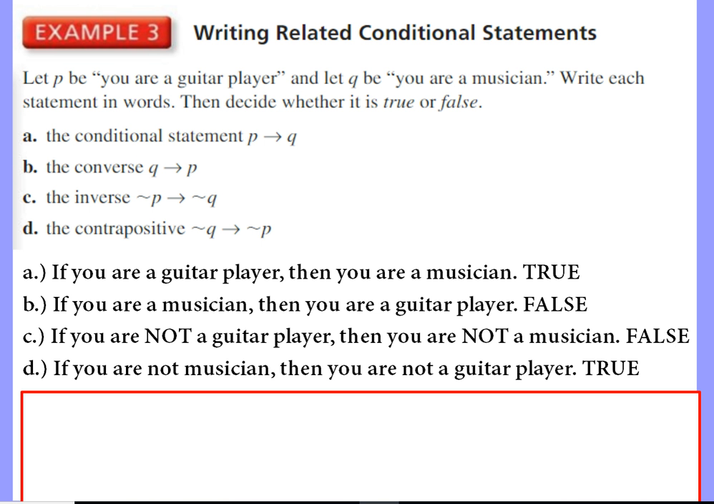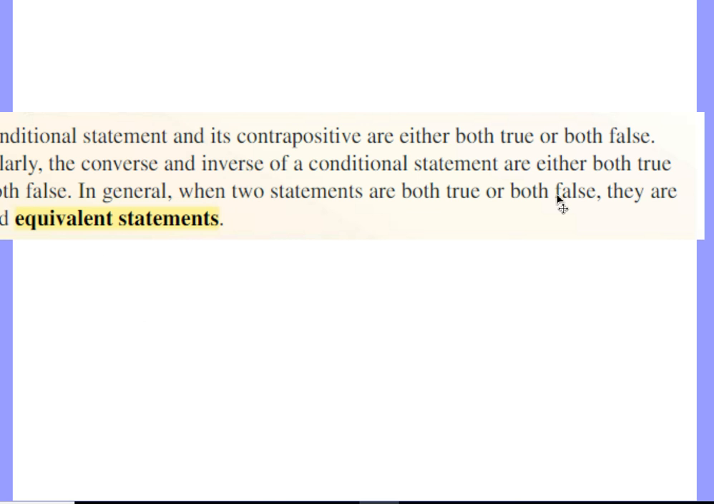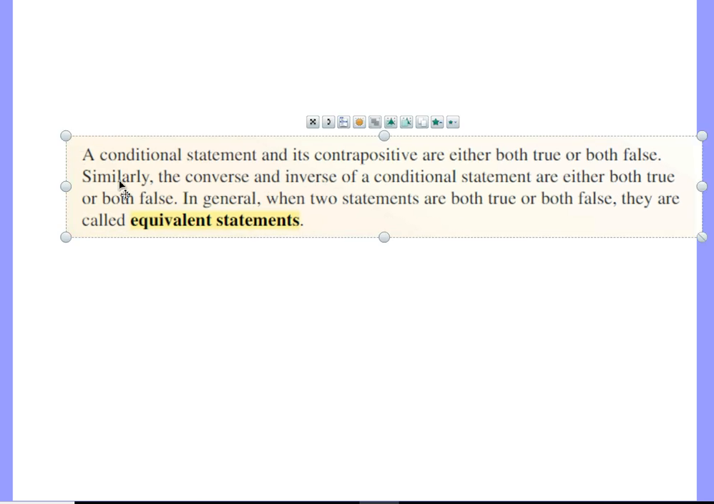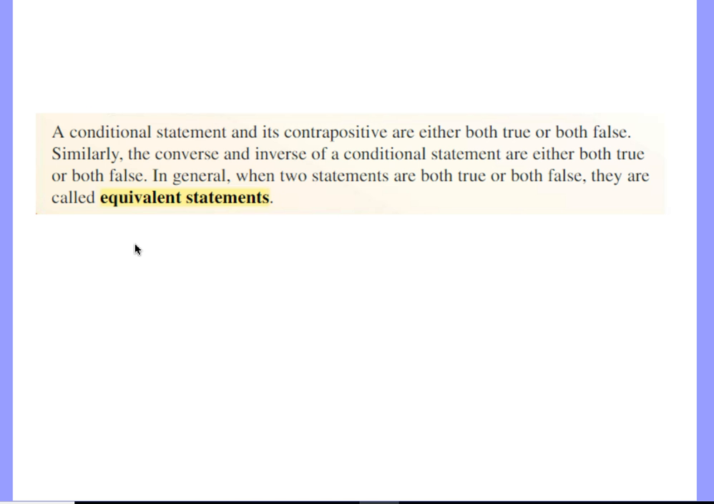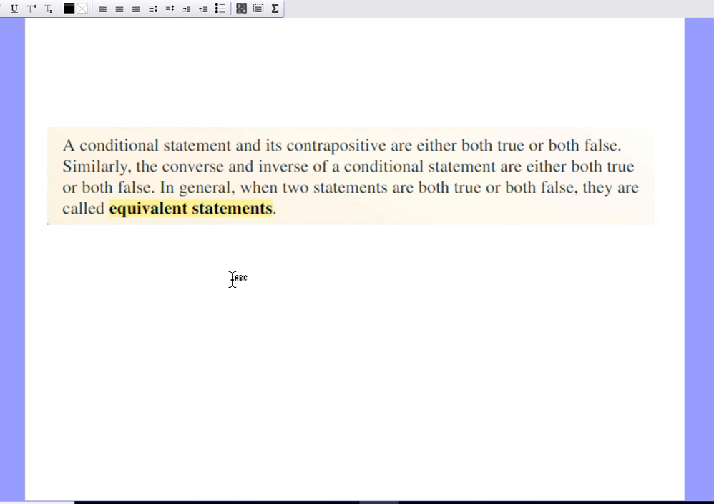In fact, there is. We call it logically equivalent, or you may see it as equivalent statements. The conditional statement and the contrapositive are either both true or both false, just as the converse and the inverse are either both true or both false. I usually like to call it logically equivalent. I always tell my students that it just sounds a little more scholarly than saying equivalent statements.